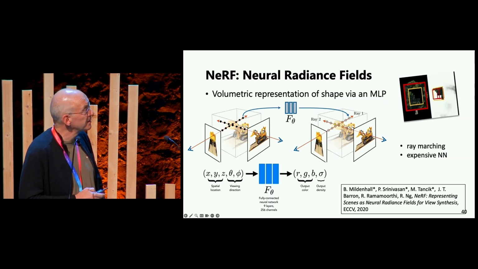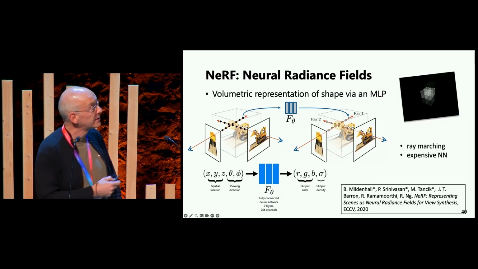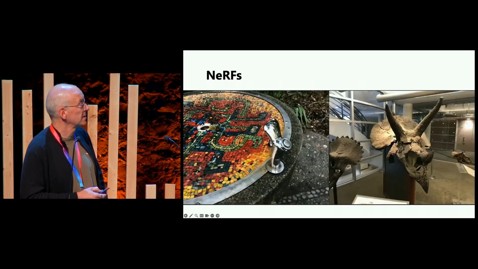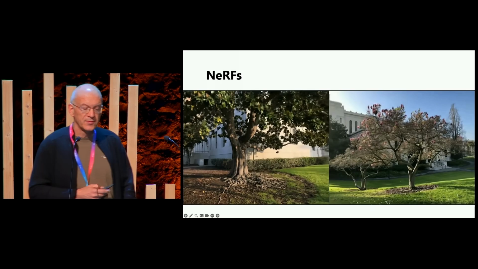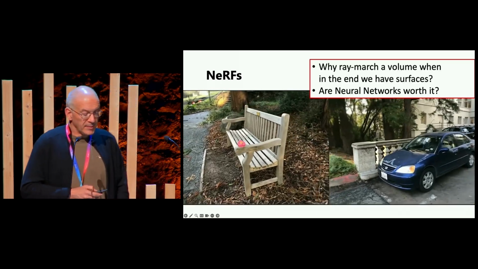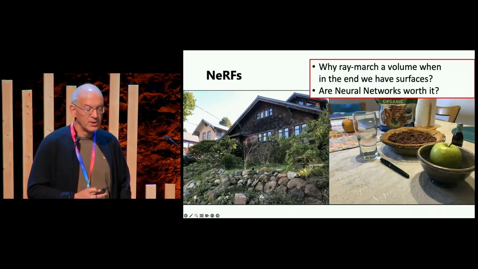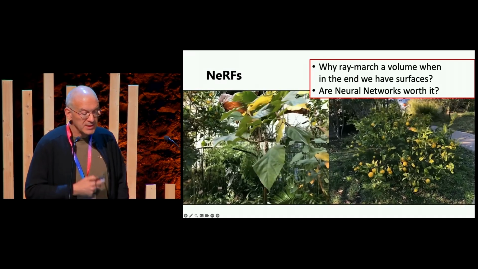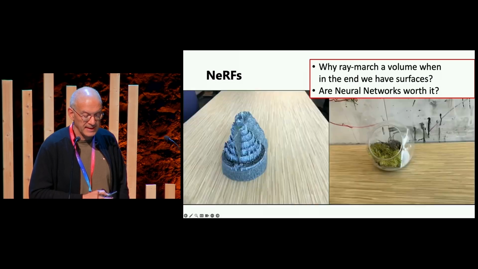And the key components of this ray marching and the fact that you have this neural network that you have to evaluate along the ray, which is very expensive. So the results were amazing, right? We had never seen this level of quality from novel view synthesis before. And basically, at the time, my question was, why would you want to ray march a volume when in the end we have surfaces, and are neural networks really worth it? And these were two of the things that motivated the research that we did after that.